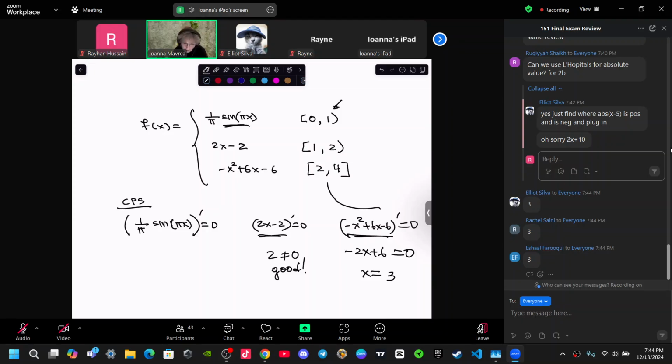I check. This guy came from here. Is 3 in here? Yes, it is. So I'm going to keep that. I'm going to put it in my table. This gave me nothing. Fantastic. I don't have to worry about it. So now I'm very careful with that.